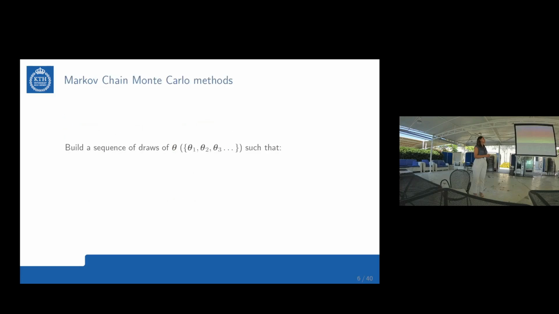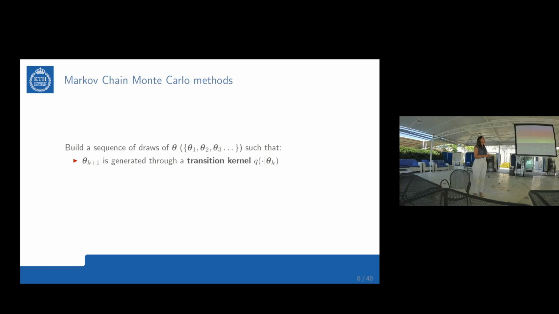That's why we rely on these Markov chain Monte Carlo methods. These methods are based on building a sequence of draws, theta 1, theta 2, and so on. And this sequence must be such that the next value of the chain, so theta k plus 1, is generated using a transition kernel Q that is dependent on the previous parameter of the chain, theta k.